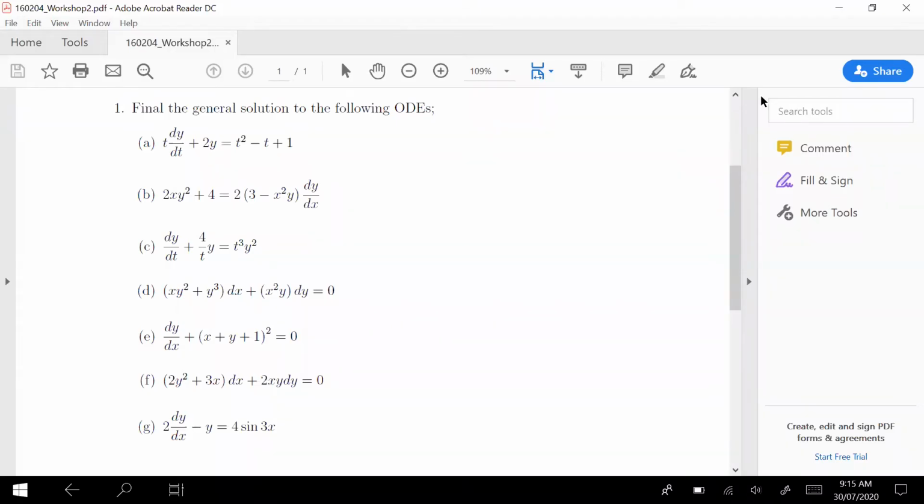Okay, welcome to workshop 2. So I'm going to be going through the solutions to these ODEs, A through G. These are all first order ODEs. We're going to be solving these using the different techniques we've learned in class. Okay, so let's get into it.